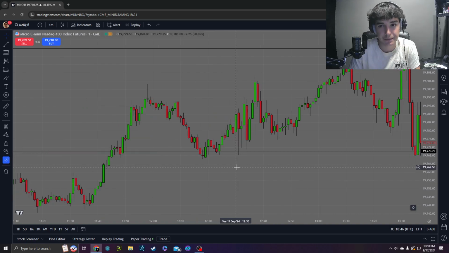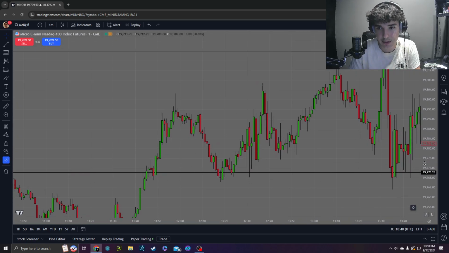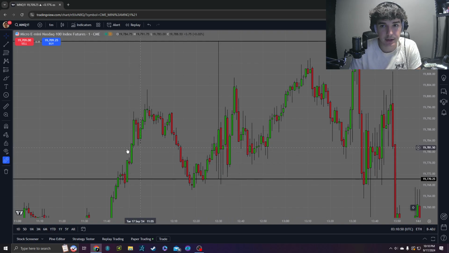All we have to look for now is a market structure shift, and then we can start looking for a long. We come up here. Now this right here, yeah, it's cool that it came up and then came down and then closed above. I would personally not count this as a market structure shift. I want it to be a lot more prominent.